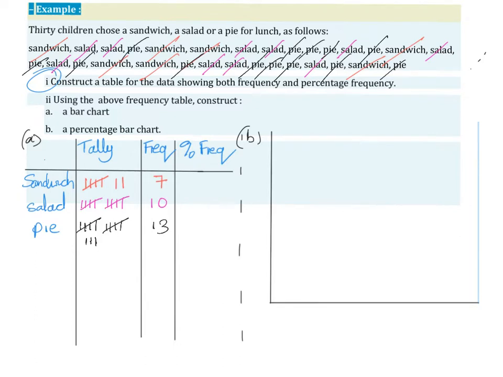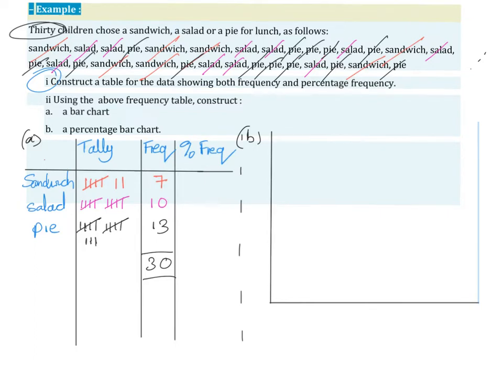And so have I considered every bit of information? Well, I knew there were 30 children. That means that I should have 30 pieces of information here. 7 and 10 and 13. Does that add up to 30? Yes, it does. So I haven't missed anything.